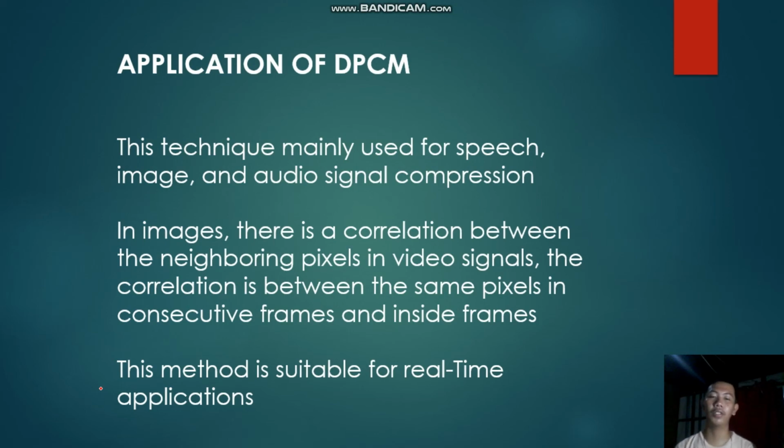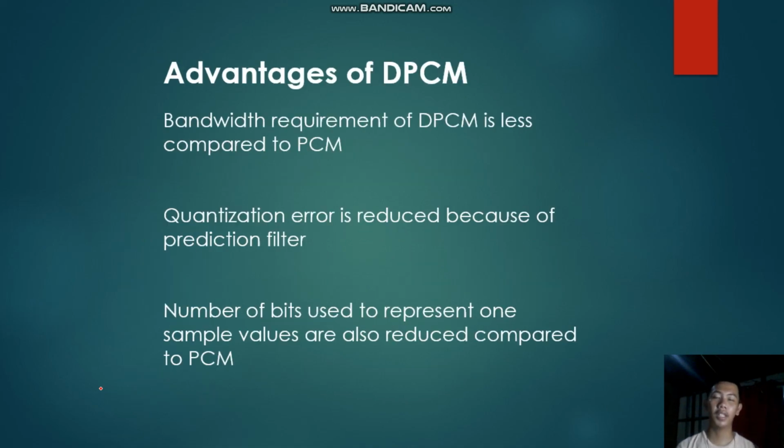So next, application of DPCM. This technique is mainly used for speech, image, and audio signal compression. In images, there is a correlation between the neighboring pixels. In video signals, the correlation is between the same pixels in consecutive frames and inside frames. This method is suitable for real-time applications. Advantages of DPCM. Bandwidth requirement for DPCM is less compared to PCM. Quantization error is reduced because of the prediction filter. The number of bits used to represent one sample value is also reduced compared to PCM.